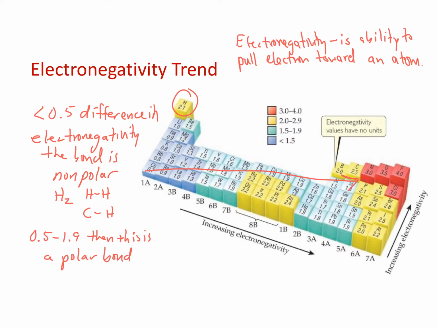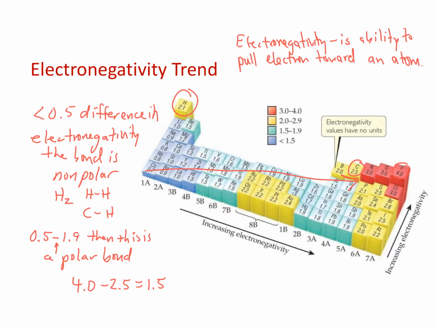So taking a look at a fluorine bonded to carbon. Fluorine is 4, carbon is 2.5. That difference is 1.5, right? So that is a polar bond because that 1.5 difference in electronegativity is between 0.5 and 1.9. That means I'll have an imbalance of electron density. That means fluorine, being more electronegative, pulls the electron density toward itself, making that polar bond.